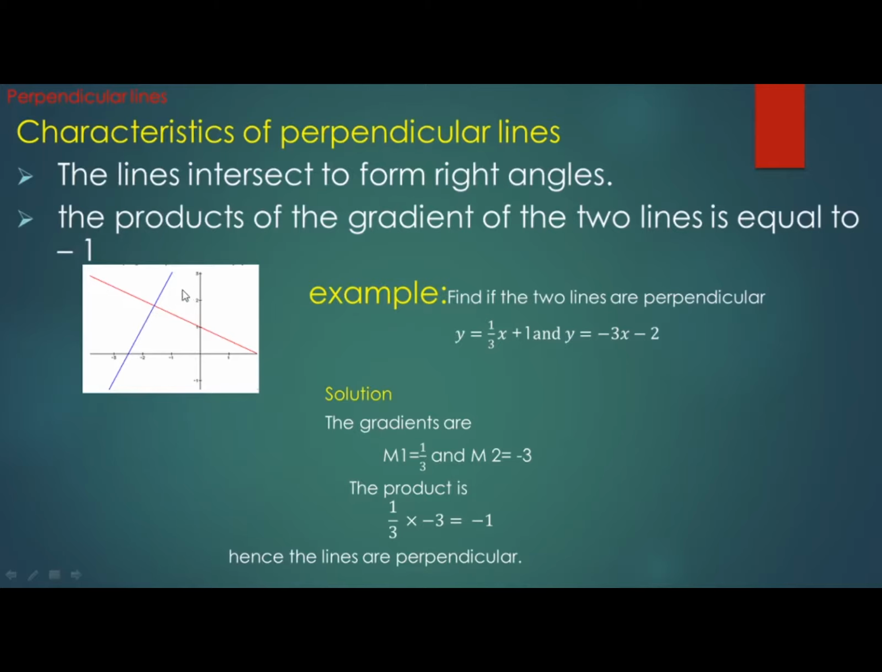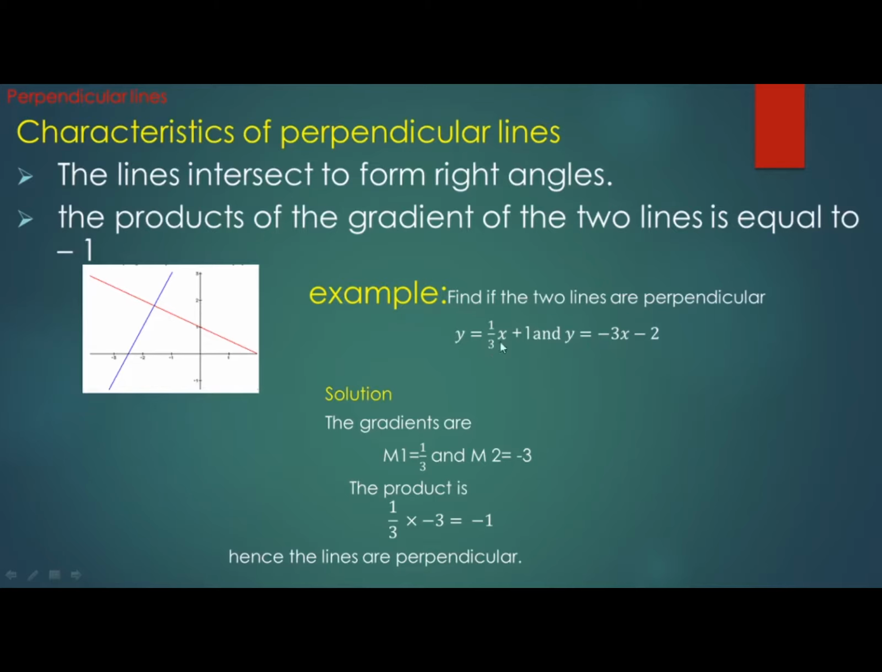Another characteristic is that the product of the gradient of this line and the gradient of this blue line would give you -1. That is, if the two lines are perpendicular, their gradients multiply to give -1. If they don't give you -1, then they are not perpendicular. Example, find if the two lines are perpendicular. One line is y equals a third x plus 1 and the other is y equals -3x minus 2.